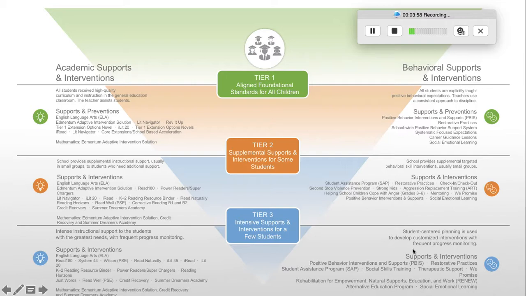But if you look at the tier 2 and 3 supports, some of it's repeated, right? Some of it we do. This is where I think we really need to do some work. Coming up with a menu of interventions on our own, being as the district really doesn't provide a whole lot of supports or interventions. I mean, you see student assistance program and check in, check out, restorative practices. We do all of that.